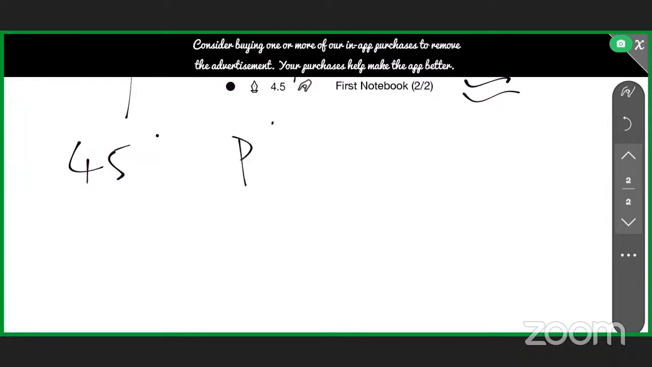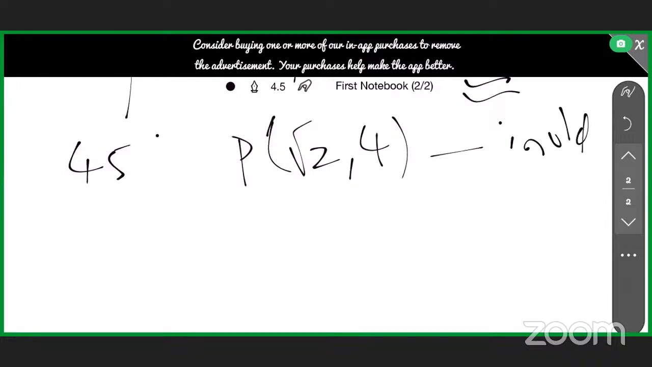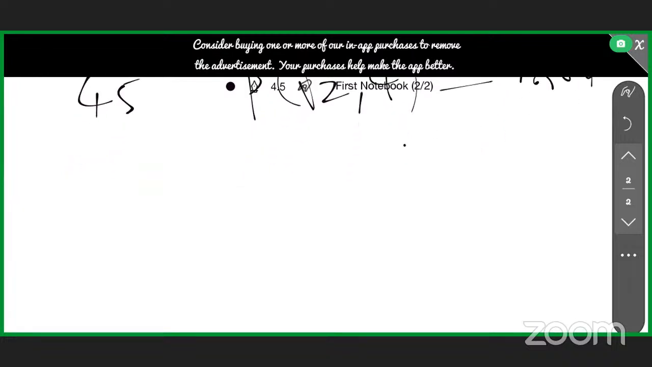Then the point (root 2, 4) becomes what in the old system? So now they're telling this is my axis X and Y. It's like this.